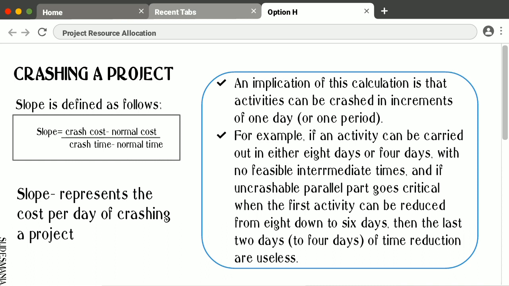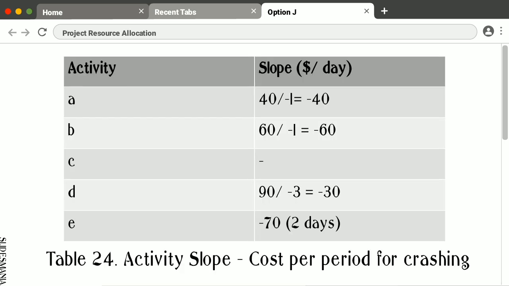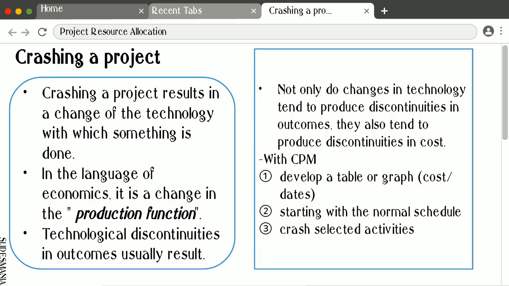So, there could be times when the PM may expedite activities that have little or no impact on the network's critical time, such as when the resources used must be made available to another project. So, here's an example of 2 times CPM, and this one is the result of crashing a project. So, crashing a project results in a change of the technology with which something is done. In the language of economics, it is a change in the production function.